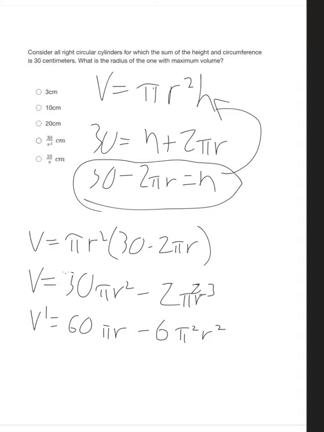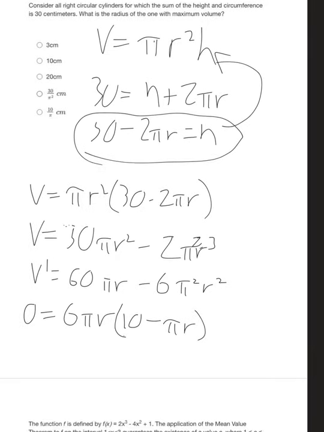I can factor some stuff out, make this a little easier. Factor out a 6 pi. Actually, factor out a 6 pi R. And then that's going to be 10 minus pi R. Set each of those equal to 0. First one, of course, is just going to give me R equals 0, and the next one is going to give me that R is equal to 10 over pi.